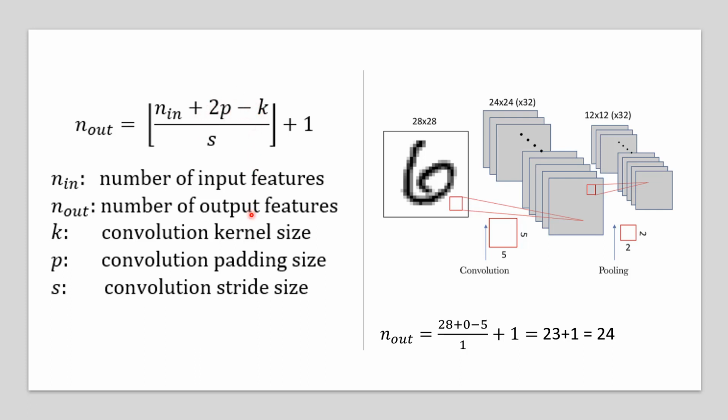Minus k, where k is the kernel size. The kernel size here is 5. So we say 28 plus 0 minus 5, divided by s, where s is the stride. I will mention what stride means. Assuming the stride is 1, this will be 28 plus 0 minus 5, divided by 1, plus 1. This will give me 24. And that's going to be the output of the first convolution layer, the feature map, which will be 24. As you can see, 28 times 28 became 24 times 24. And we will talk about how we get it to 12 times 12 in just a minute. So this is the equation that governs the size of the feature map after it passes through the convolution layer.